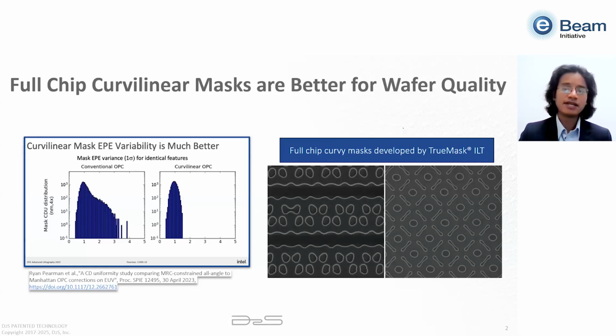So what this explains is that wafer quality will be better, because if the masks are better, the wafer quality is better. And if there's less variance, then of course the wafer also will have less variance. And a mask that is fully curvilinear for the entire chip, for example something created by TrueMask ILT, as you can see on the right side of the screen, will overall lead to a better wafer quality.